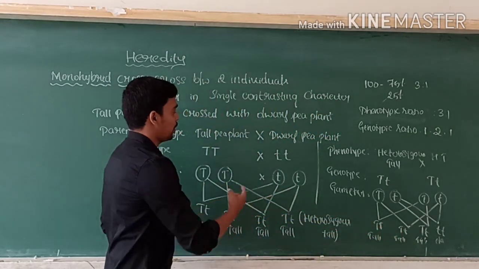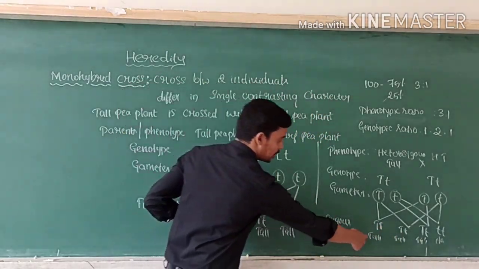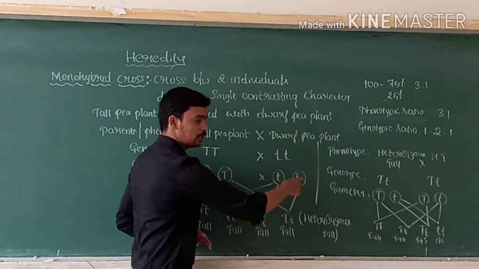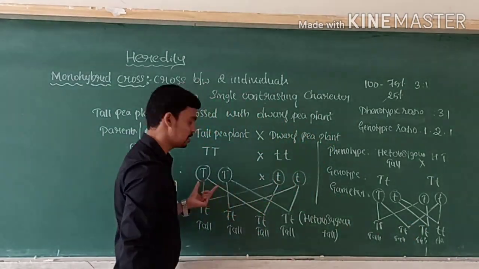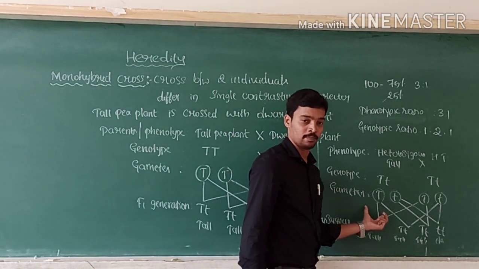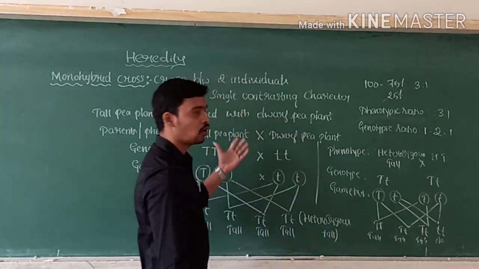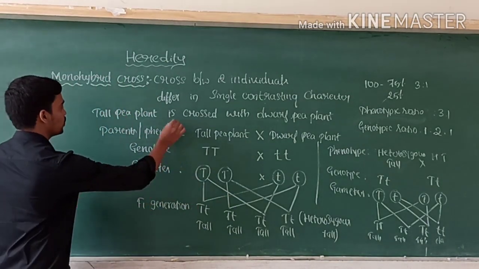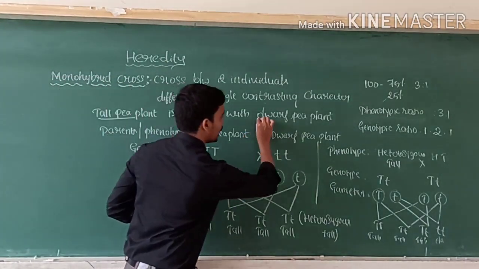Here this parental character, that is capital T and capital T, you get in the F2 generation. Both the parental characters failed to express in the F1 generation, but they express in the F2 generation. This is regarding the monohybrid cross related to the tall pea plant and dwarf pea plant.